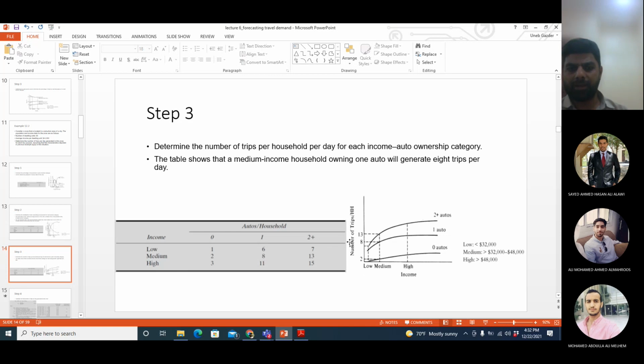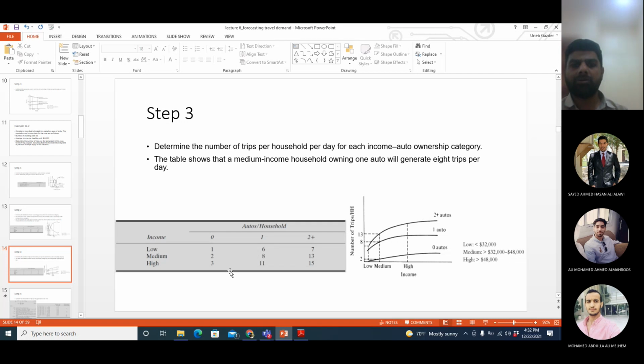They are taking the numbers from the graph. That's why I said the numbers are already rounded off. But I showed you, if somebody gives you a table, it's very easy. Just select the households for each category and take the average.